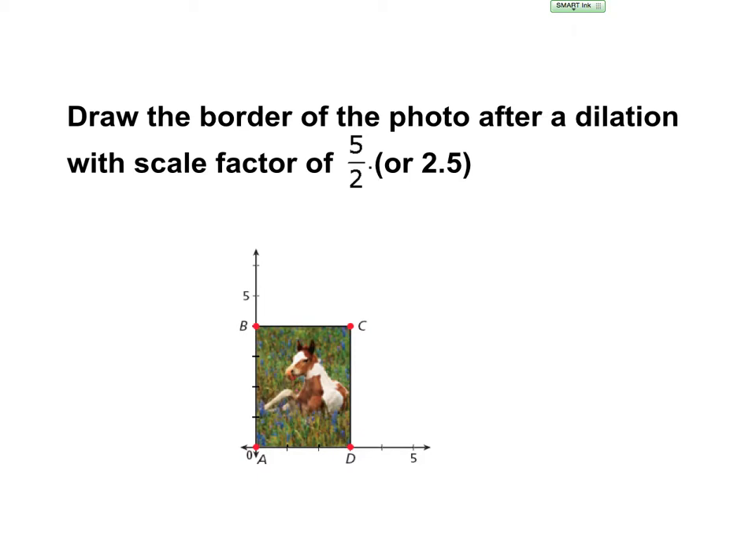Okay, now multiply each of those coordinates by 5 halves. If you don't like it in fraction, 5 halves is the same as 2.5. So multiply every number by 2.5 and write down what those new points will be. What's A prime going to be? What's B prime going to be? Multiply each of the numbers by 2.5.